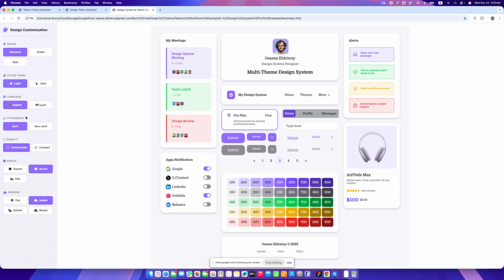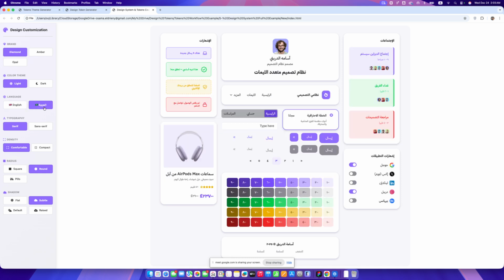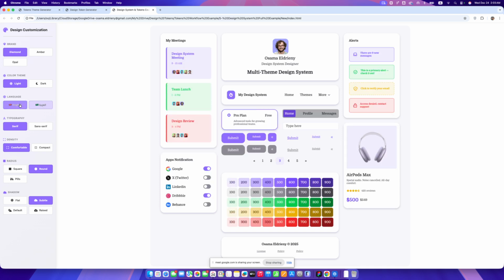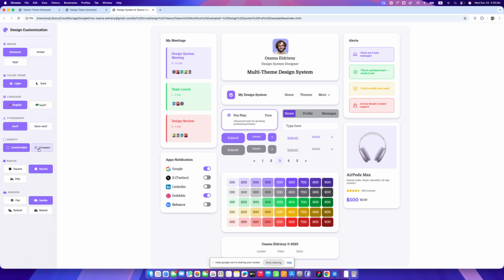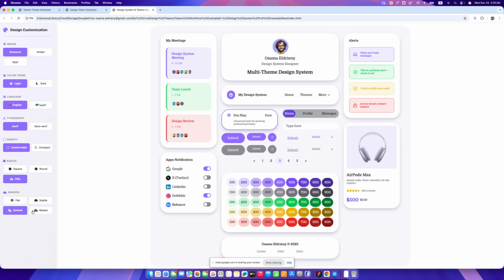And also we have more than 1 language, for example, Arabic and English. And for Arabic, it actually changes the direction totally from left to right, to right to left. Plus each language has 2 different typography styles, serif and sans serif. You can see the font changes based on the language here. Also we have 2 density themes, compact and comfortable, 3 themes for radius, plus also 4 themes for shadows.